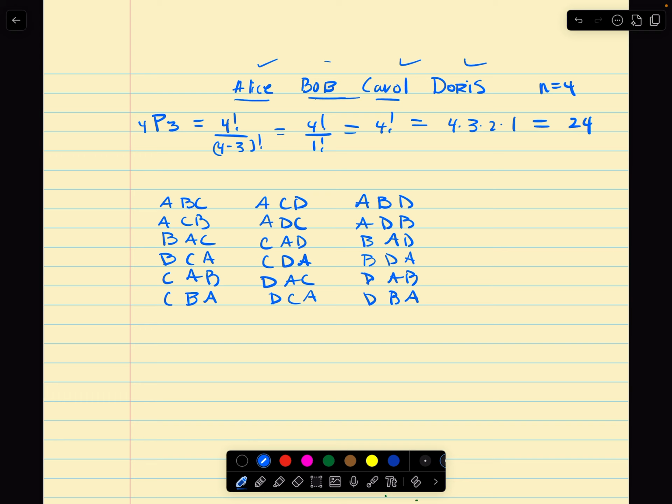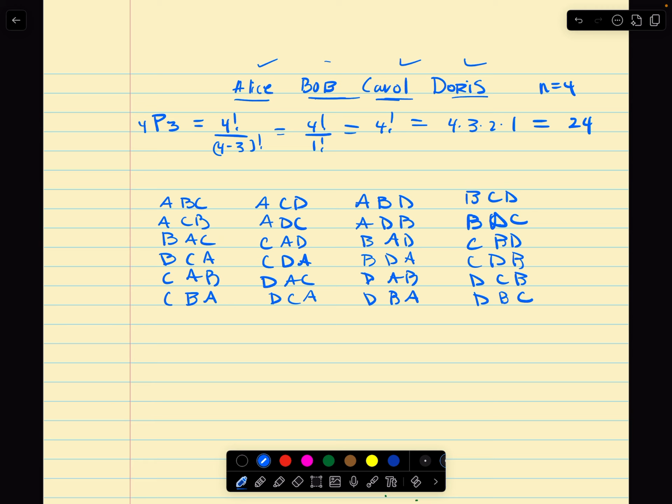And lastly, we could have Bob, Carol, and Doris. Bob, Carol, Doris, Bob, Doris, Carol, C, B, D, C, D, B, D, C, B, and D, B, C. And we can verify that's 4 sixes, that's 24, so we feel good about this.